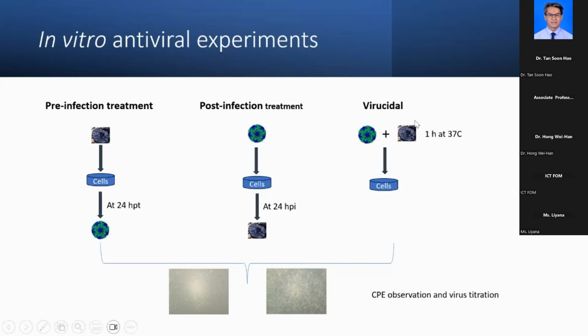the extract. The virucidal assay is to see whether the compound can actually bind to the virus, or have some effect on the virus particle and cause it to be unable to attach and gain entry into the cells later on. That's why we pre-mix the virus and the extract together for 1 hour at 37. After 1 hour at 37, we add this mixture into the cells, and then we observe for CPE. We also do a titration. Titration means we quantitate the live virus production from the treated versus untreated wells.